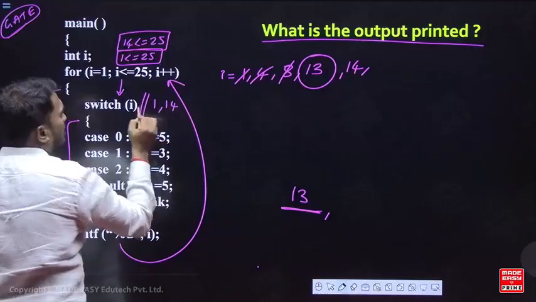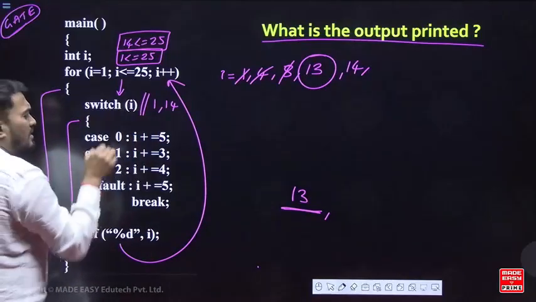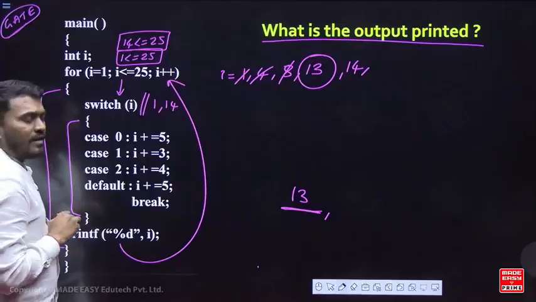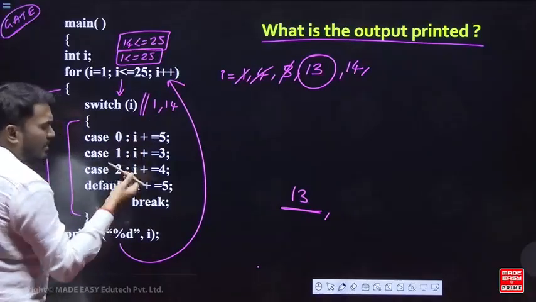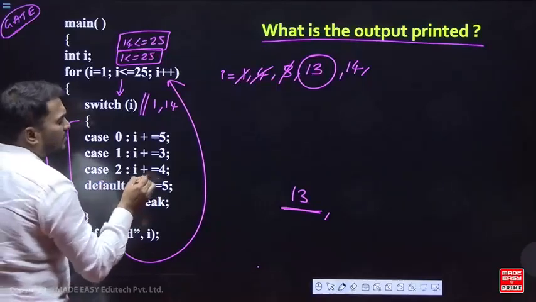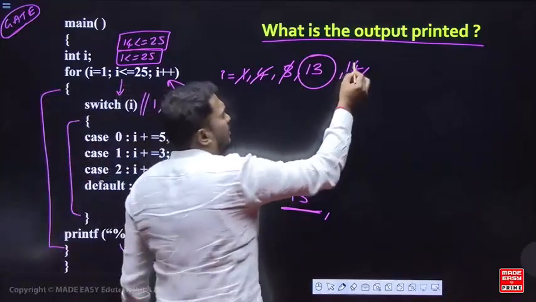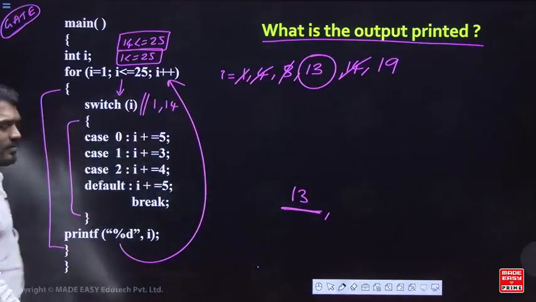Now what is I value? 14. So in the switch case you are passing 14. Is it matching with any case here? You are passing I value as 14. Is it matching with any case? No, it will execute default. When default executes, I equal to I plus 5. I value is 14, 14 plus 5, how much? 19.